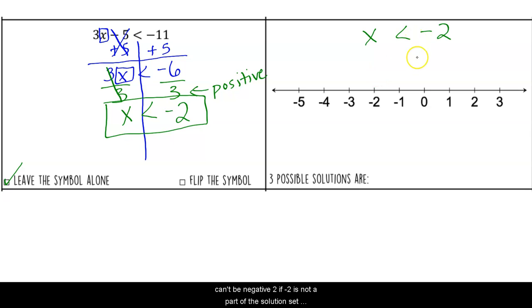So when it can't be negative 2, if negative 2 is not a part of the solution set, we're going to use an open circle. And we're going to look for all of the numbers that are less than negative 2 on our number line. And now from this I can pick out 3 possible solutions. This time negative 2 is not a possible solution because I have this open circle.